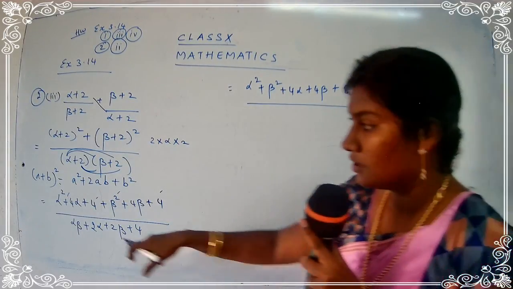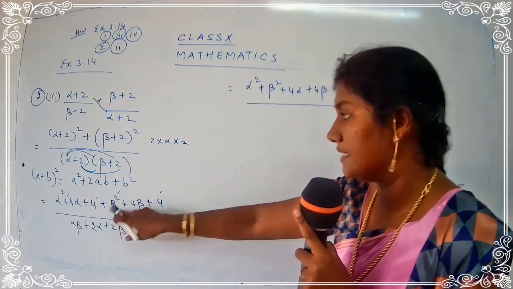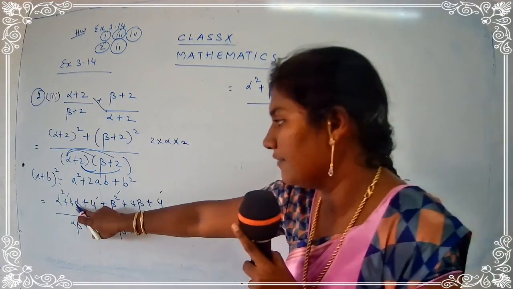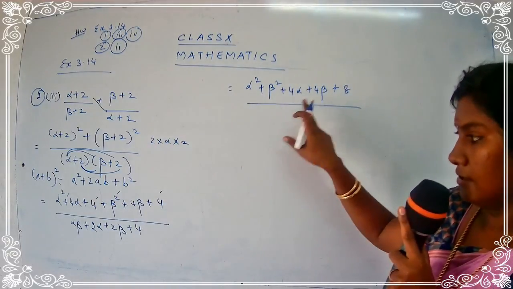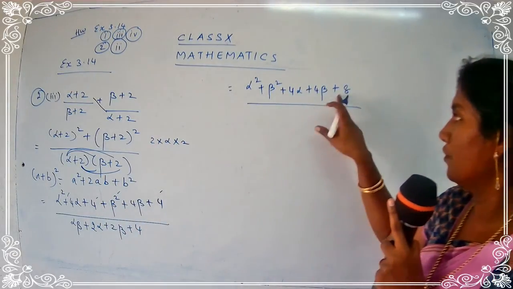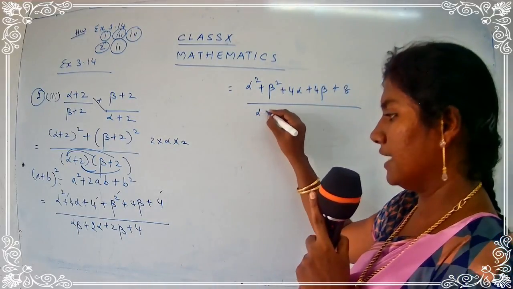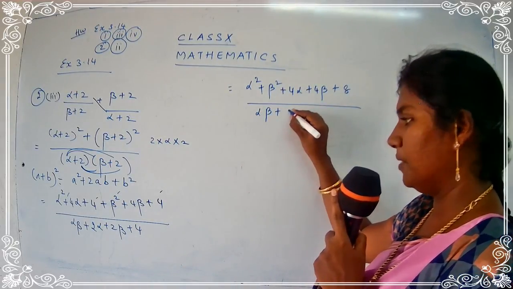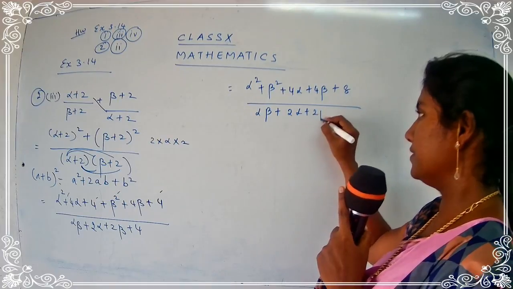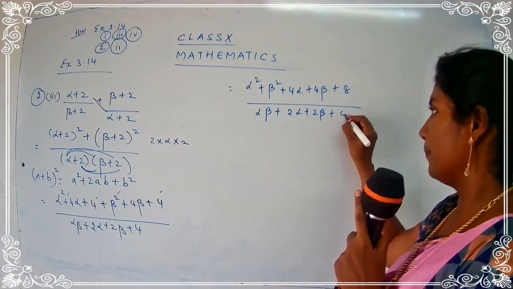I am rearranging them. So alpha square plus beta square, 4 alpha plus 4 beta, 4 plus 4, 8. Okay, next. Alpha beta, they have no need to arrange. We will just keep everything as it is. Alpha beta, 2 alpha plus 2 beta plus 4.